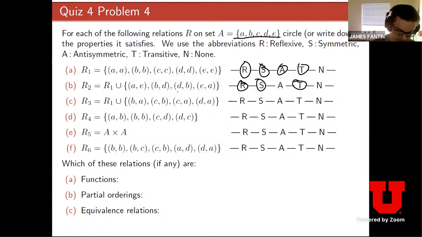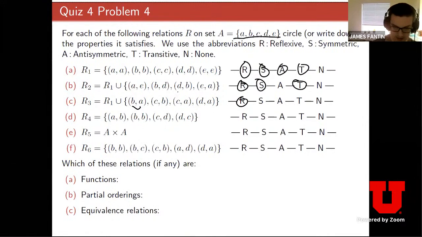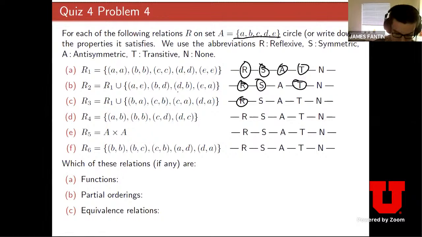If we look at part C, again, this is reflexive because R1 is unioned with it, and R1 was already reflexive. Is it symmetric? For it to be symmetric, if we have (B,A) in the relation, we need (A,B) to be in the relation. (A,B) is not in the relation, so this is not symmetric. Then to check antisymmetry, we have to check for all such pairs that the flipping of them is not in the relation. (A,B) is not in the relation, (B,C) is not, (A,C) is not, and (A,D) is not. So this is antisymmetric.